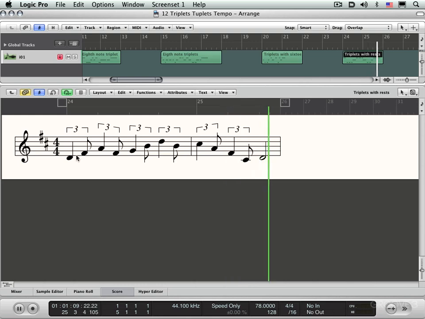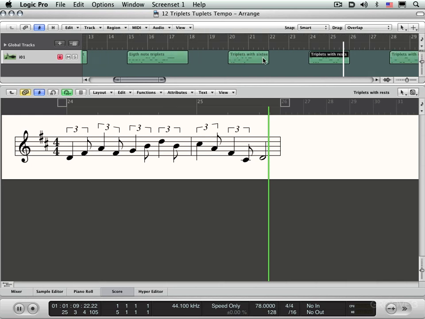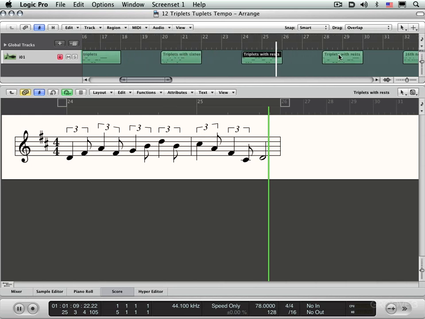One and so the and is silent. 1, 2, 3, 4, 1. So again, a long note on the first one that occupies the space of 2 of the eighth notes of the triplet, and then a note on the third triplet of the beat. Let's move on and look at another example with rests.